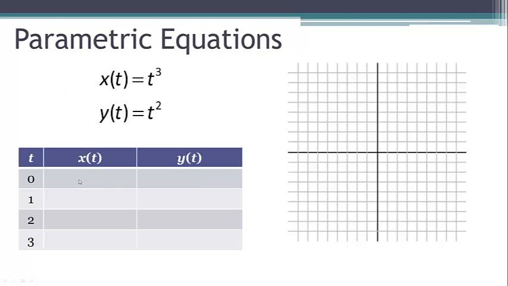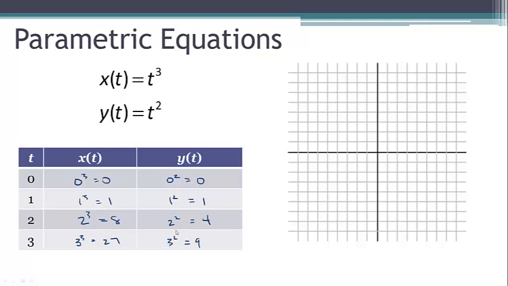T equals 0 gives us 0 for both coordinates. T equals 1 gives us 1 for both coordinates. T equals 2 gives us 8 and 4. So we're seeing the x-coordinates start to pull out in front here. And finally, t equals 3 gives us 27 and 9.